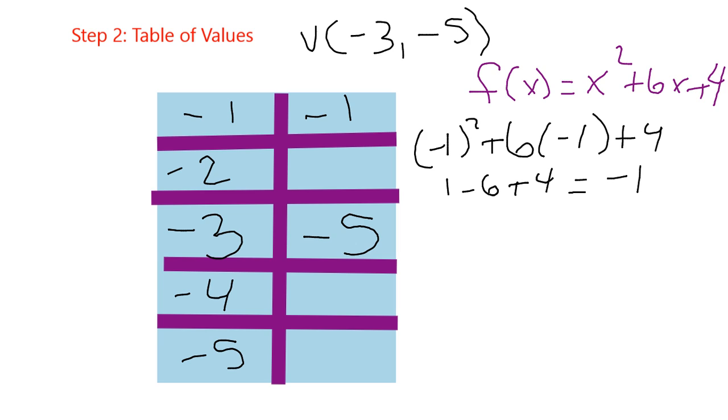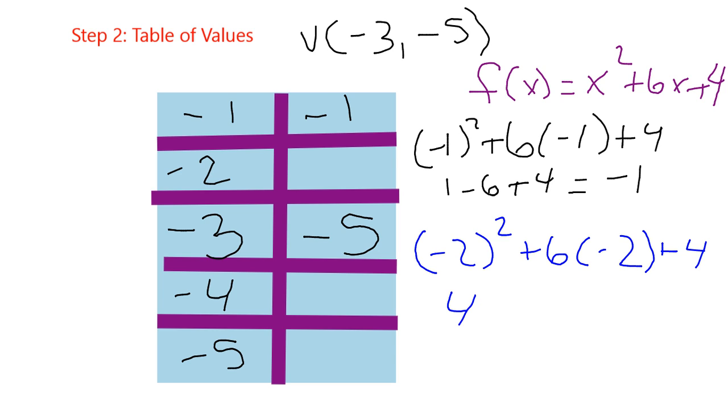We're going to do the same thing with negative 2. Negative 2 squared plus 6 times negative 2 plus 4. So negative 2 times negative 2 is 4. 6 times negative 2 is negative 12 plus 4. Use order of operations. 4 minus 12 plus 4 is a negative 4.